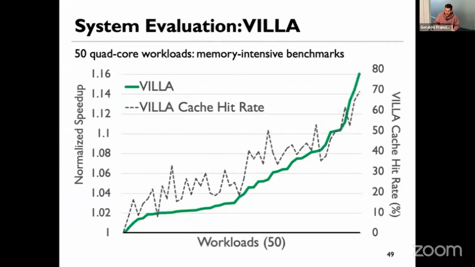So this is just a summary of their evaluation results. As we can see here, we improve weighted speedup of VILLA together with LISA by 5%, and we improve cache hit ratio as well.